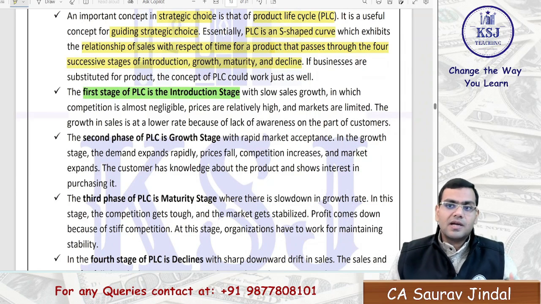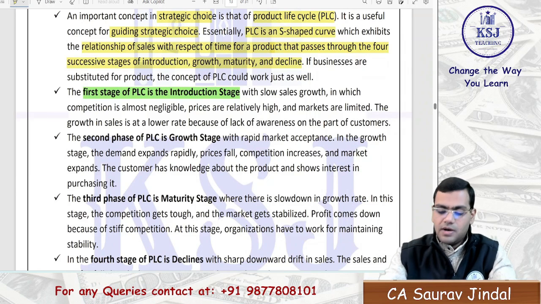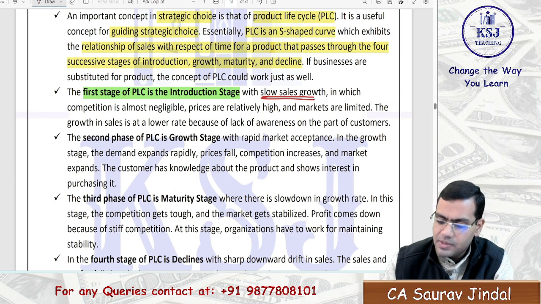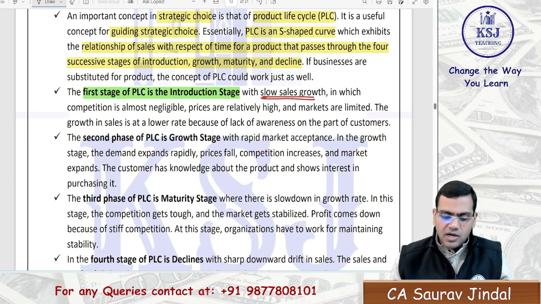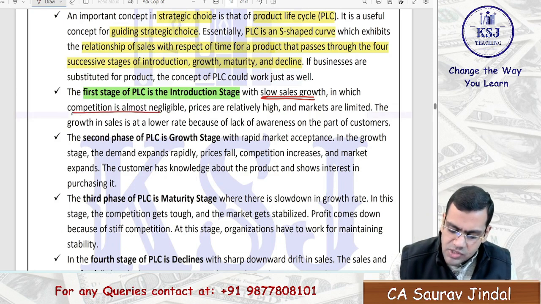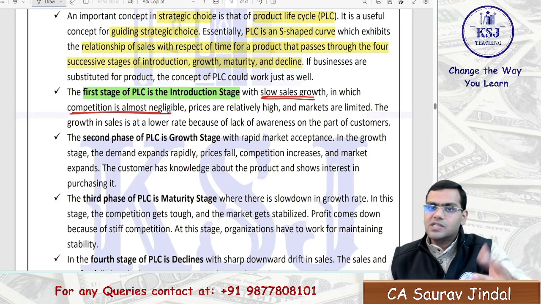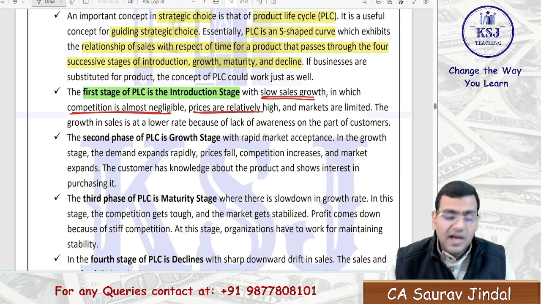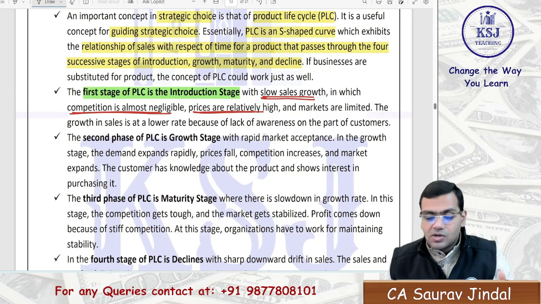Yes, we are coming up with this product. There is slow sales growth, obviously, because more and more people are not aware of it as of now, so the sales will be slow. Competition is almost negligible because you might be the first one to manufacture that product. The prices are relatively high. Why are the prices relatively high? Because the competition is low. You can charge whatever you want to charge.